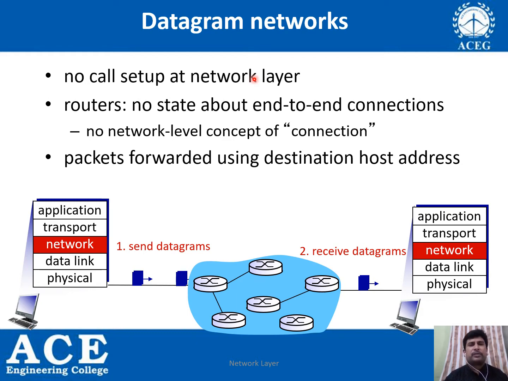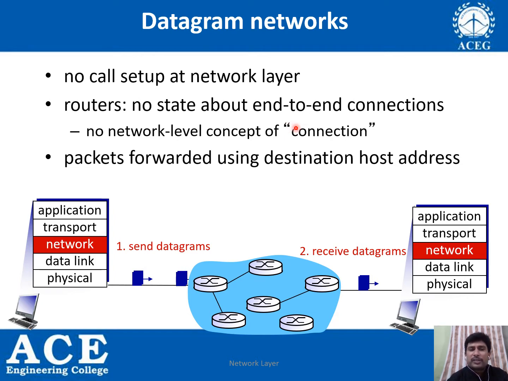In our previous class, we discussed the first type of networks called virtual circuit networks, in which the network layer provides a connection oriented service where a path has to be established from source to destination. So in our datagram network, there will be no call setup required at the network layer. And similarly, there is no requirement that all the routers which are in the path from source to destination should know about end-to-end connections. So no network level concept of connection is required.